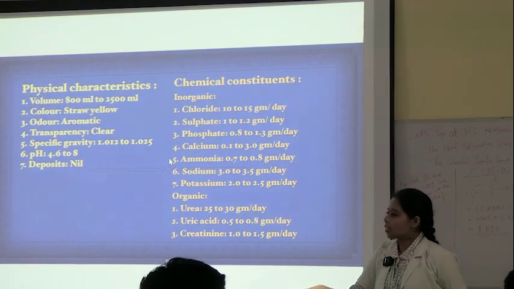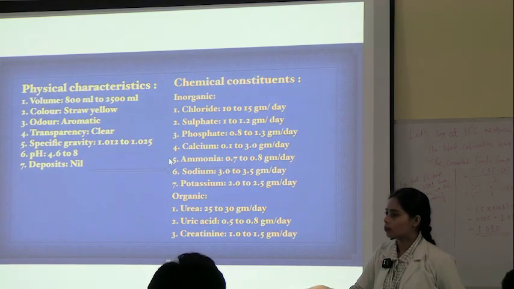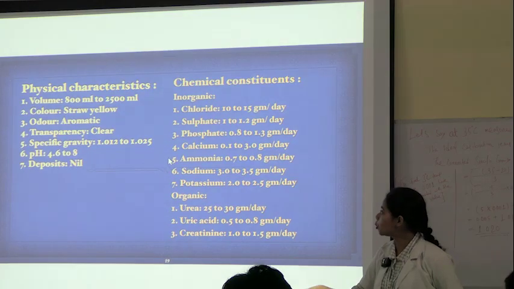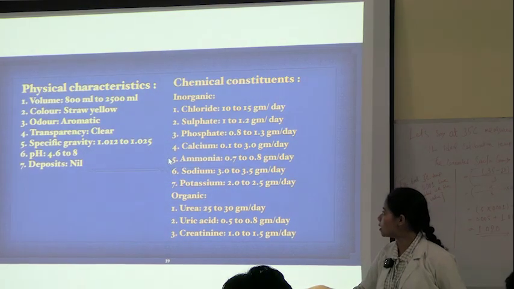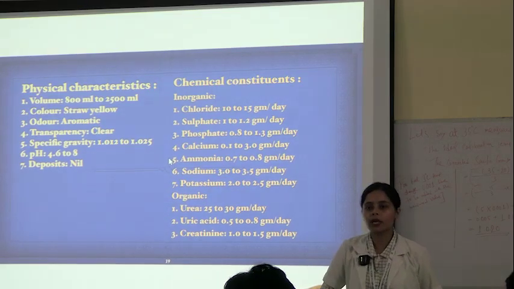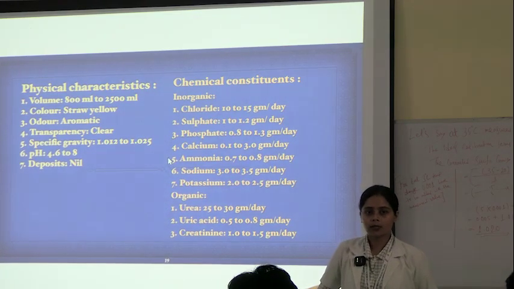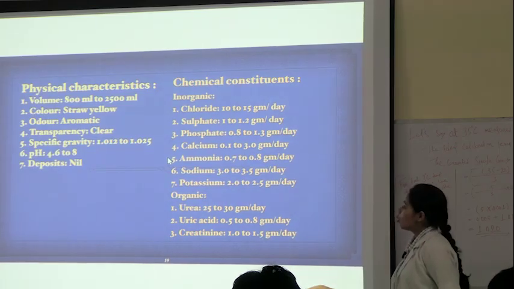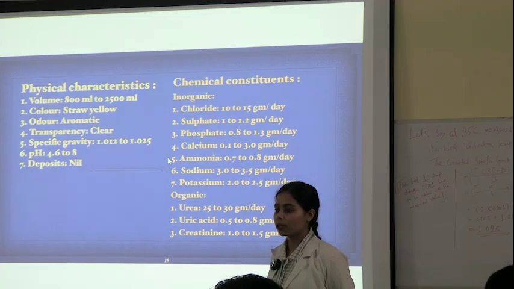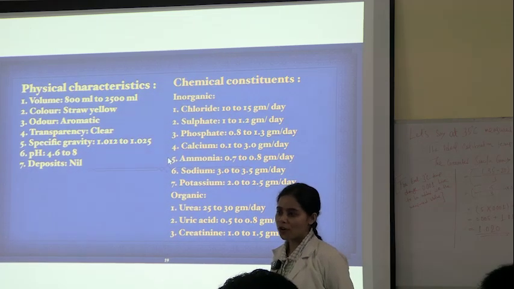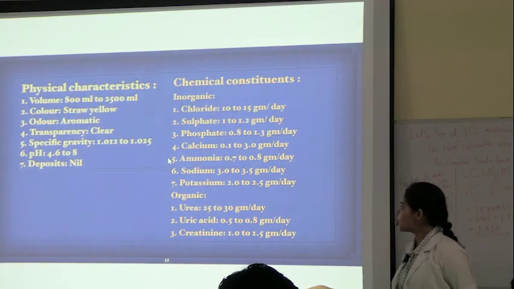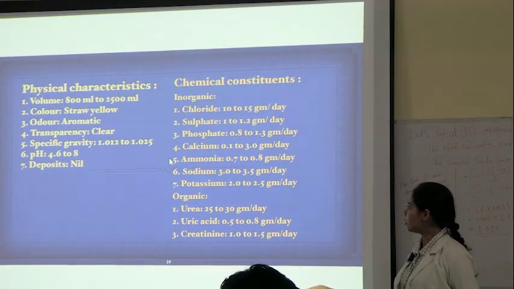Now in physical characteristics, we have the volume that should be 800 ml to 2500 ml. What is the condition we'll call less than 100 ml? Yes. So the color should be straw color. What is anuria? You forgot. Odor should be aromatic, transparency clear.